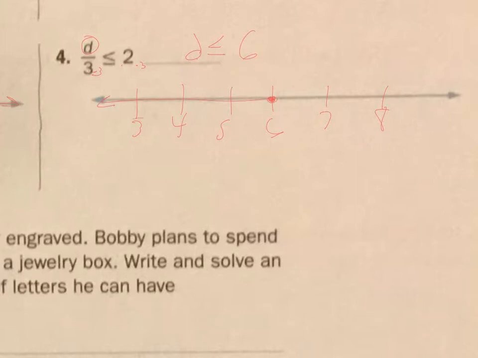So let's see, let's pick 3. If I put 3 here, 3 divided by 3 is 1. 1 is less than or equal to 2. Perfect.